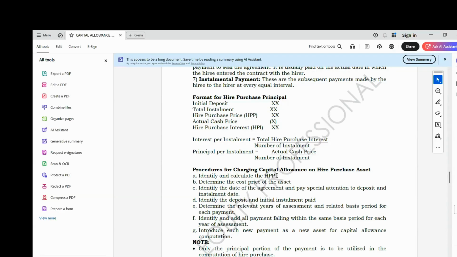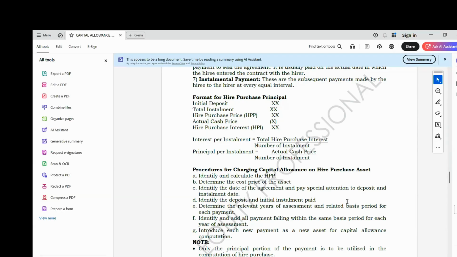You first of all get your hire purchase price. Then determine the cost price of the asset, which is the cash price. After determining the cash price, from there you can determine the hire purchase interest. Then identify the date of the agreement, and pay special attention to the deposit and instalment dates.